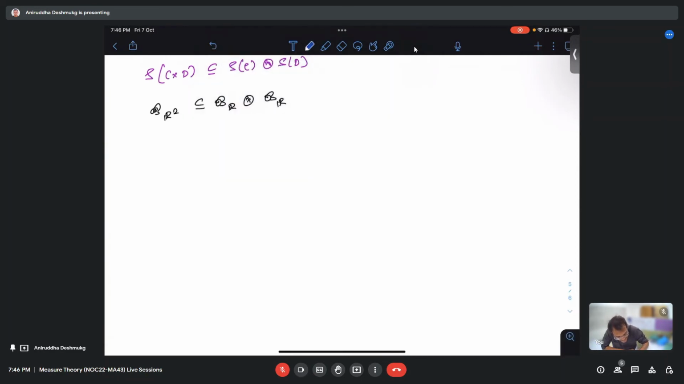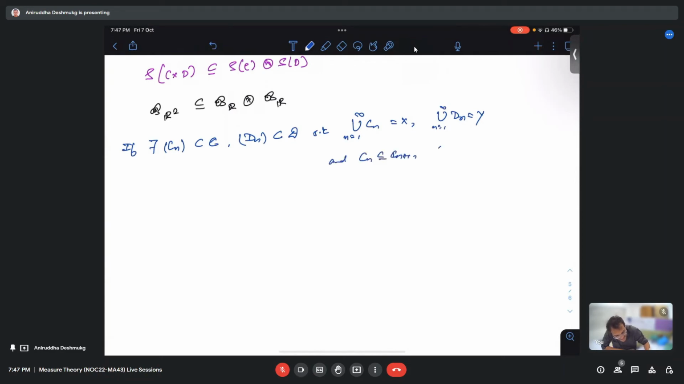The result says that if there exist Cn's inside C, so this is all the script C's, and Dn's inside D, such that the union of Cn is X, the union of Dn is Y, n from 1 to infinity, and the Cn's are increasing, the Dn's are also increasing, then the sigma algebra generated by C cross D is equal to the sigma algebra of C cross the sigma algebra of D.